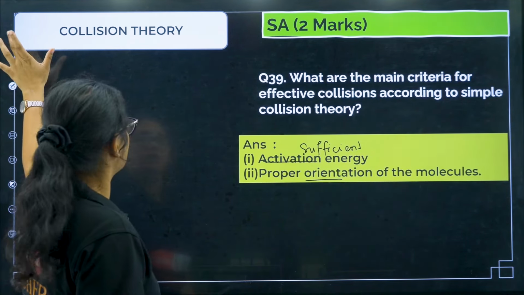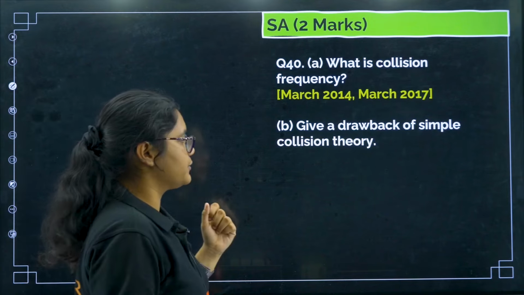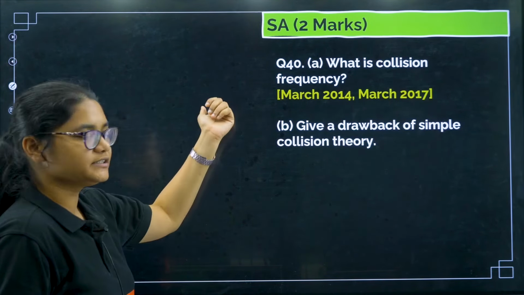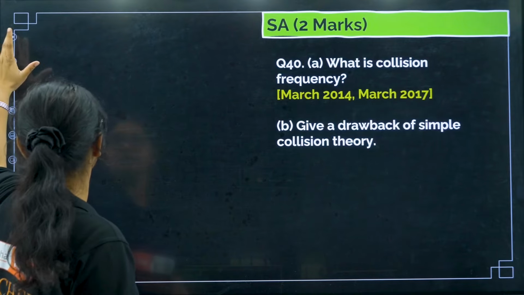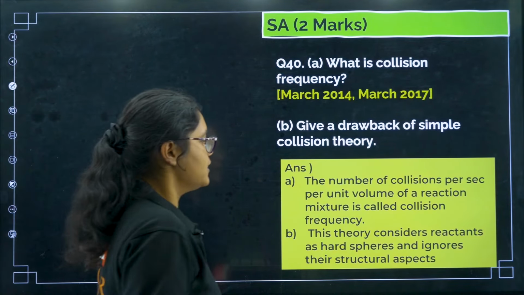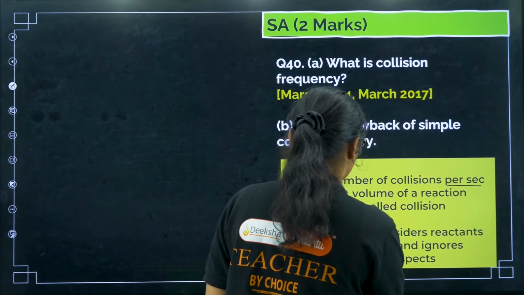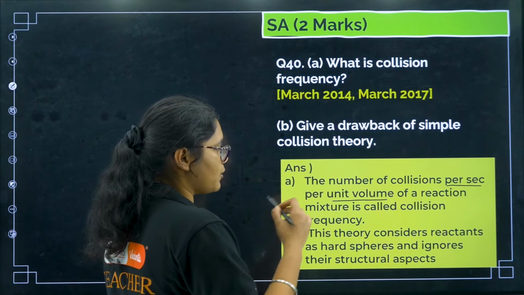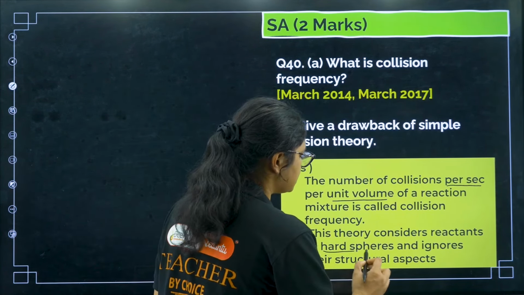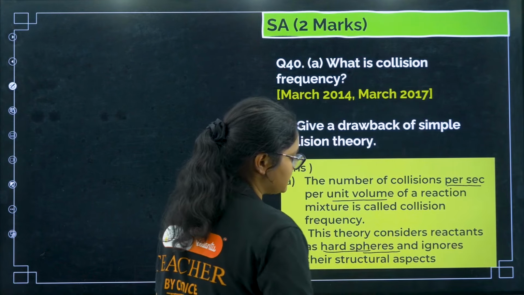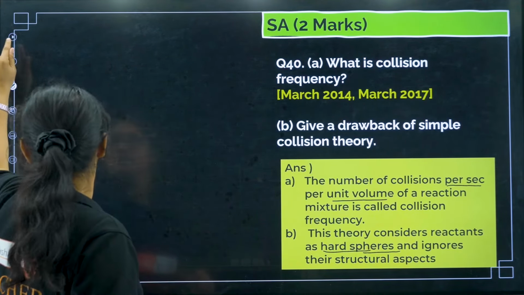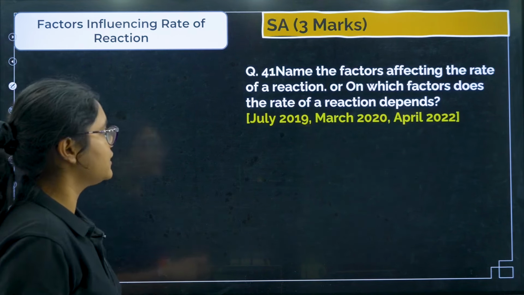Okay. Next, what is a collision frequency, and give a drawback of simple collision theory. So collision frequency, number of collisions per unit volume per second. Okay, number of collisions per second per unit volume of a reaction mixture. Next, what is the drawback of collision theory? It considers reactants as hard spheres and ignores their original structures. Okay. Next, we will go to 3-marker questions.